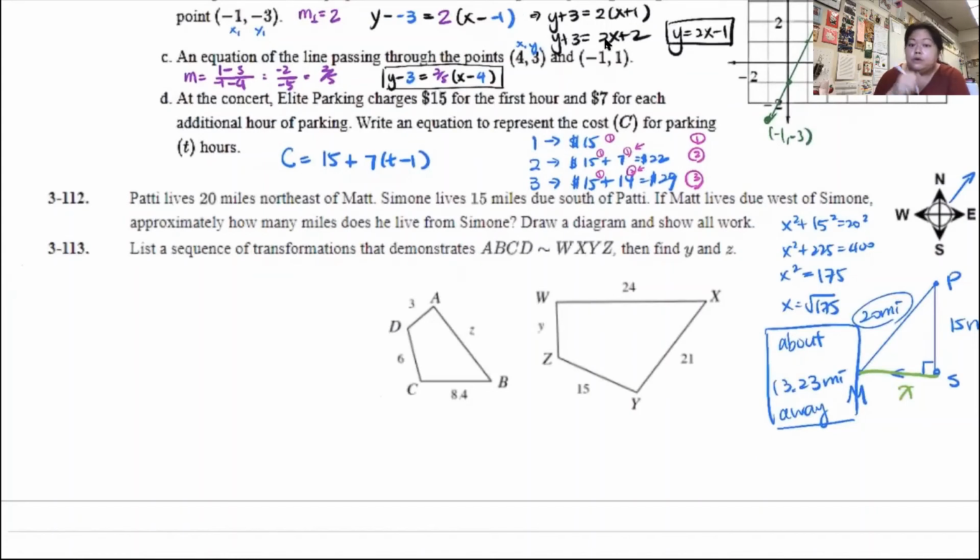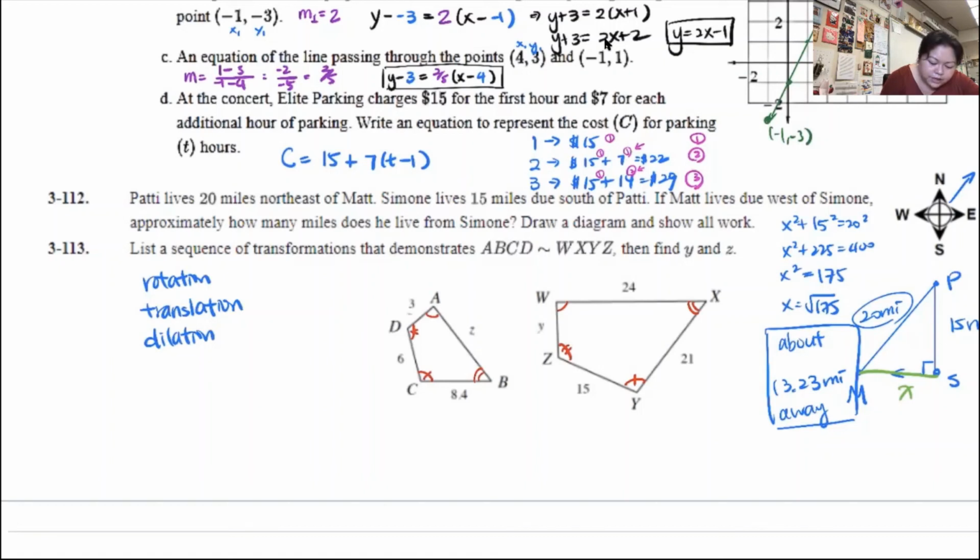Remember what we always do? We always mark the angles, right? So A and W, B and X, C and Y, D and Z. Okay, so notice how this shape got turned, right? It rotated and it slid over and it got bigger. So lots of things happened. So it had a rotation, had a translation, and it had dilation. So it turned, it moved, it got bigger. So rotation, translation, dilation.